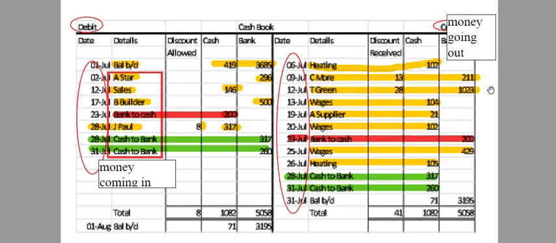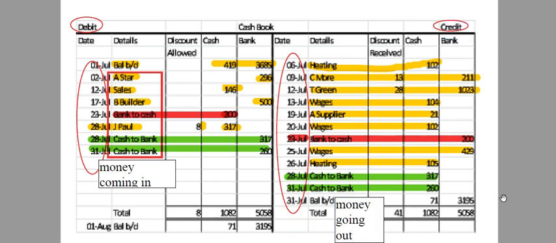So all of this is your money going out, as we annotated on the other side as money coming in. Okay, right. Now let's go to those transactions we highlighted in red and green.